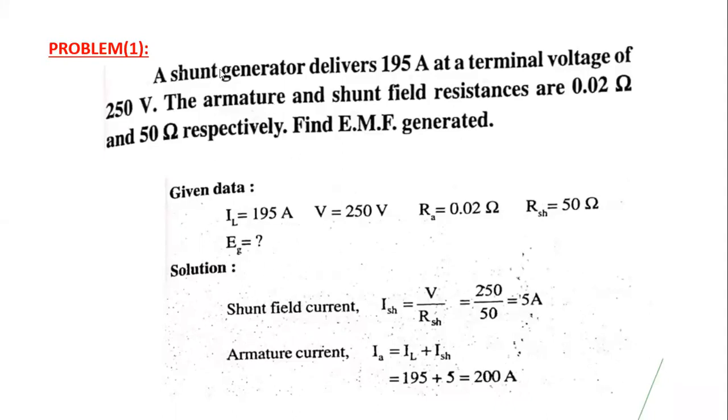Which type of generator? That is the shunt generator. First, let us draw the diagram for the shunt generator. What is meant by shunt generator? The shunt field winding is connected in parallel to the armature. Then that type of generator is called the DC shunt generator.